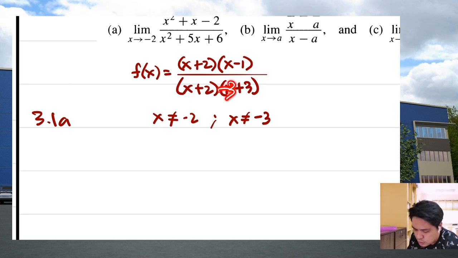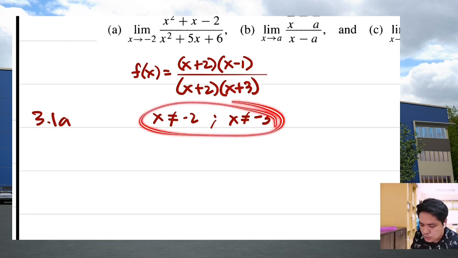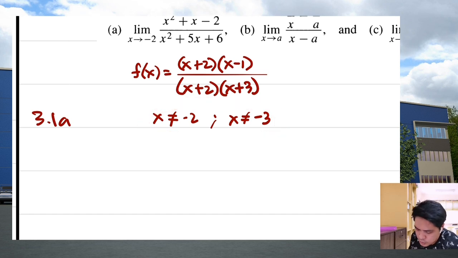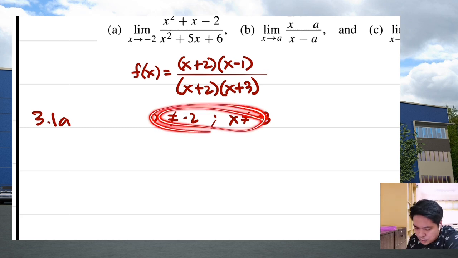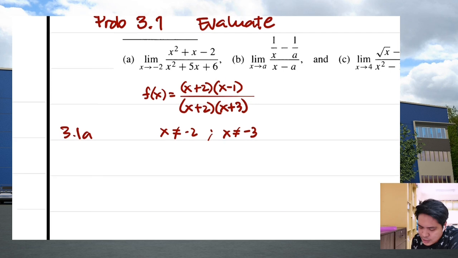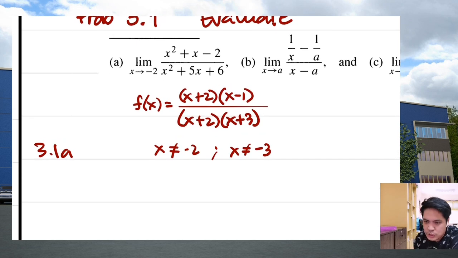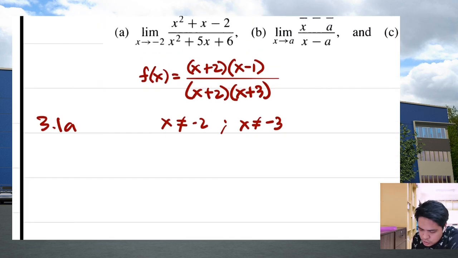Because if negative 3 is a restriction, it will also be 0. So these are our restrictions. If the function is not defined at these points, what would be its limit, or what does the function approach when x approaches negative 2? Saan siya nag-approach when x approaches negative 2? Because it cannot be equal to negative 2. Okay, so yun yung sasagutin natin.